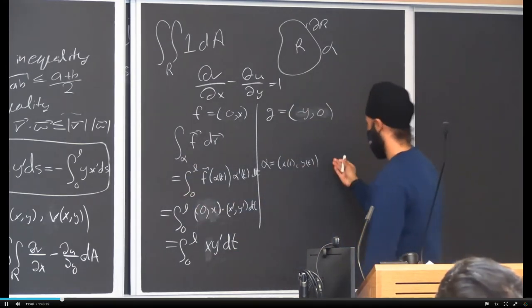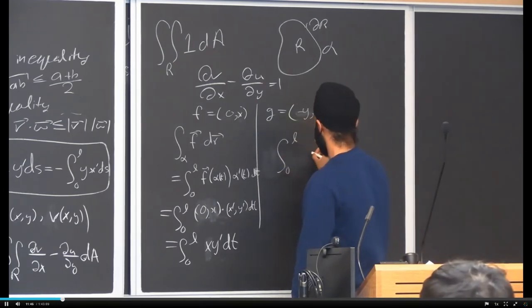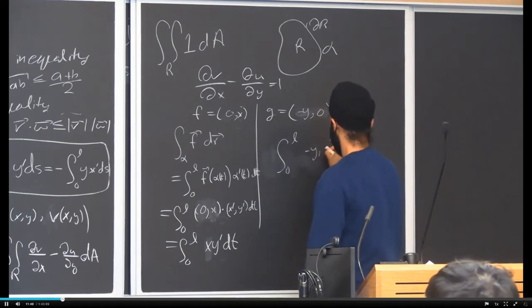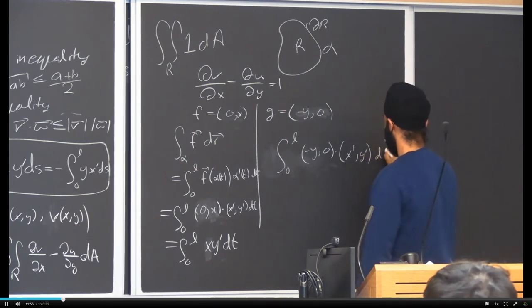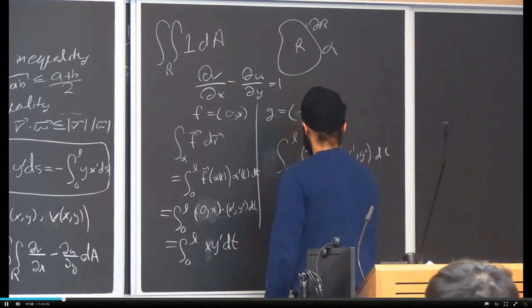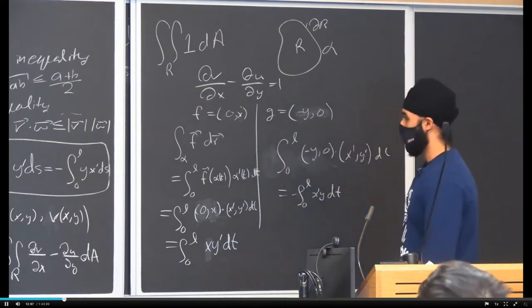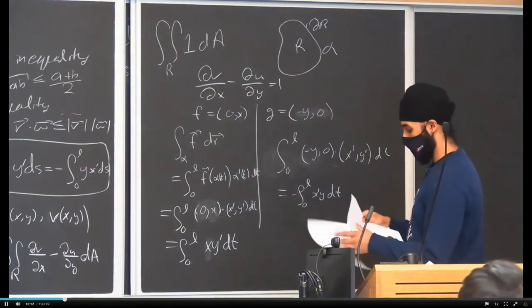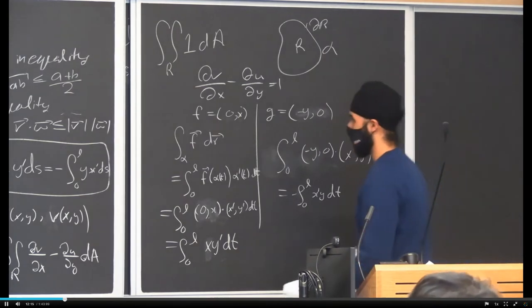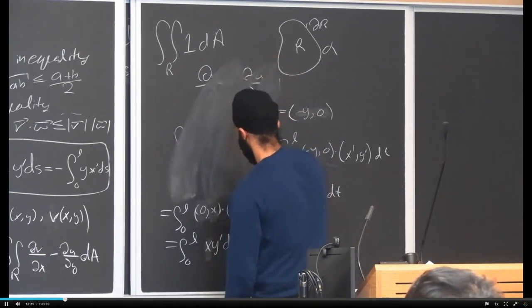And the exact same argument goes for this side. If you do it, you get the integral from 0 to L of (minus y, 0) dotted with the derivative (x prime, y prime) dt, which is just going to give us the integral from 0 to L of x prime y dt. So this is how we get the formula for the area using Green's theorem. Okay, now we have everything we need to prove the actual theorem that we want to prove.